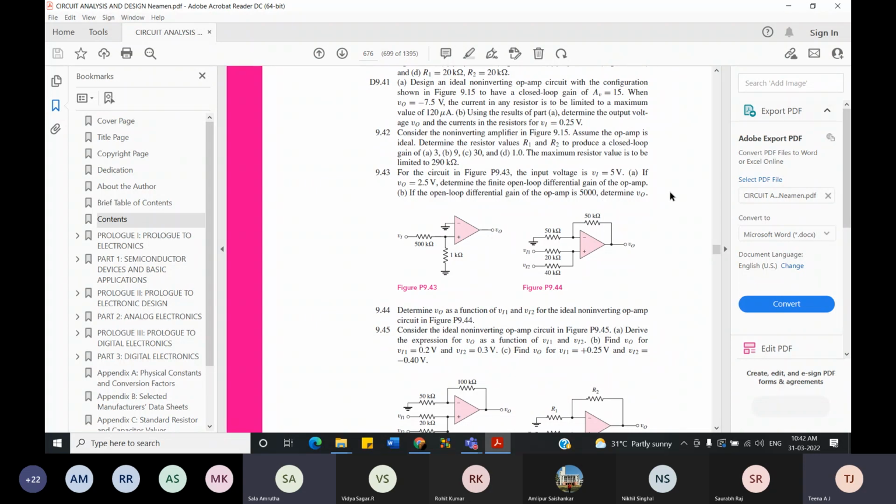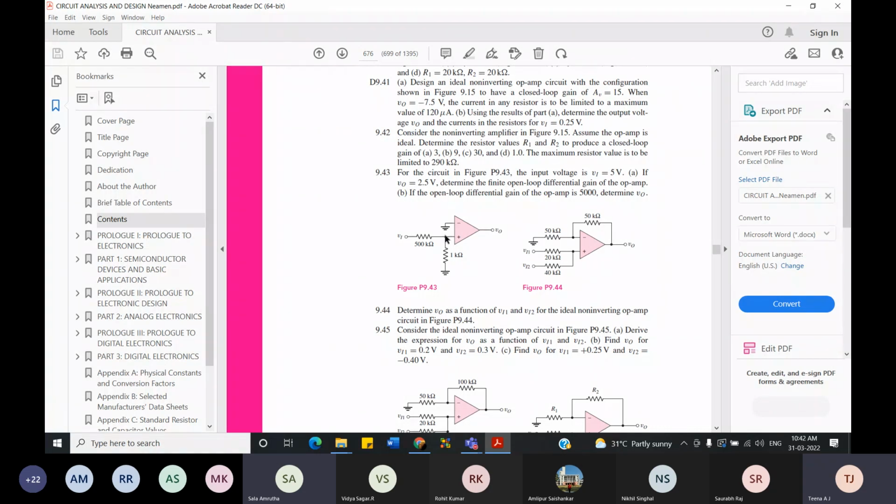See, first what you have to do is calculate the voltage at this point. This is the input. Okay, so what is the output? Output is this differential gain into this voltage. Whatever be the value, consider this voltage as V. Okay, so what is the output? Output will be this open loop differential gain into this value V.